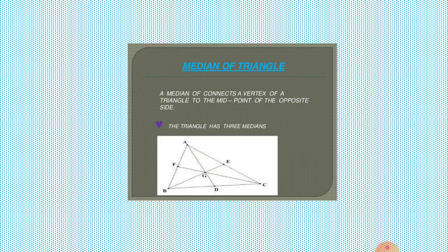Medians of a triangle. A median connects a vertex of a triangle to the midpoint of the opposite side. The triangle has three medians. A median connects a vertex of a triangle to the midpoint of the opposite side. So that is called the median of a triangle.